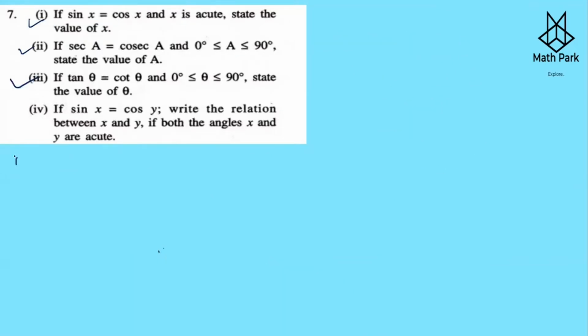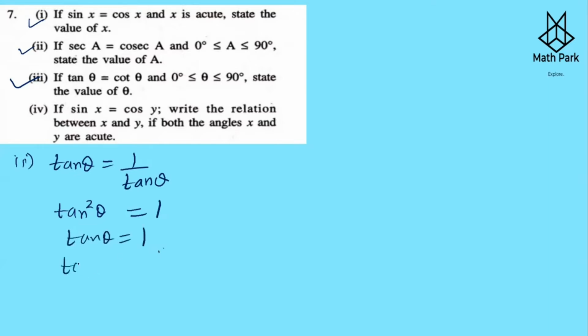Got it? So third one, you have tan theta is equal to cot theta. Now cot theta is 1 by tan theta. Now you take this tan theta here, you get tan square theta is equal to 1. So taking the square root on both sides, we get tan theta is equal to 1. And we know that tan 45 is equal to 1. This implies theta is equal to 45 degree.